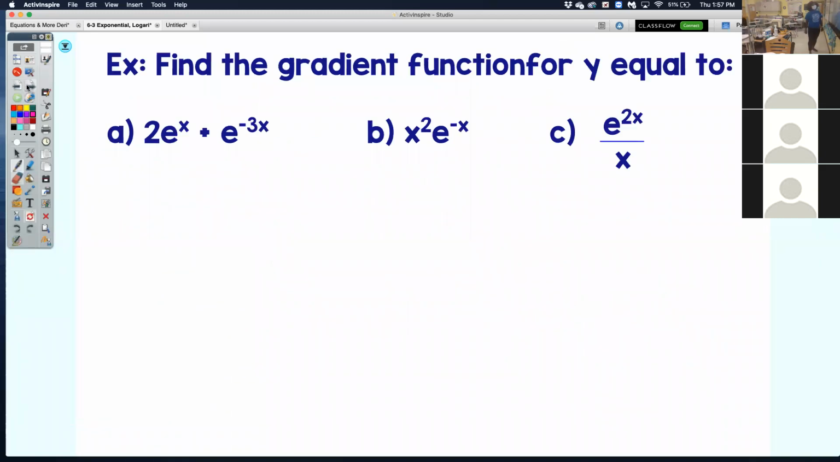So let's find the gradient function for y. Y equals all of these. Remember, anytime you see gradient function, that basically means what? Derivative. It means the derivative. So basically, find the derivative of each one of these functions. Use your rule, give it a try, and then we'll go over these.